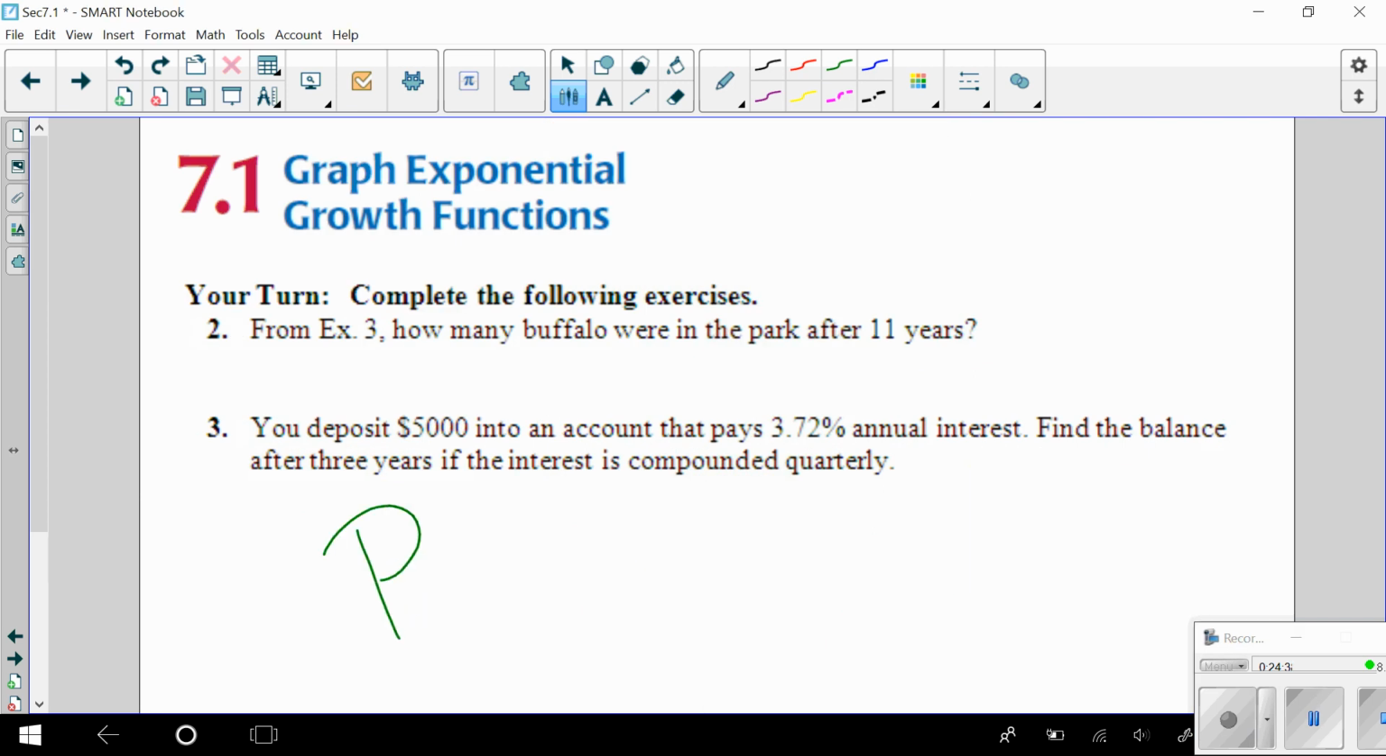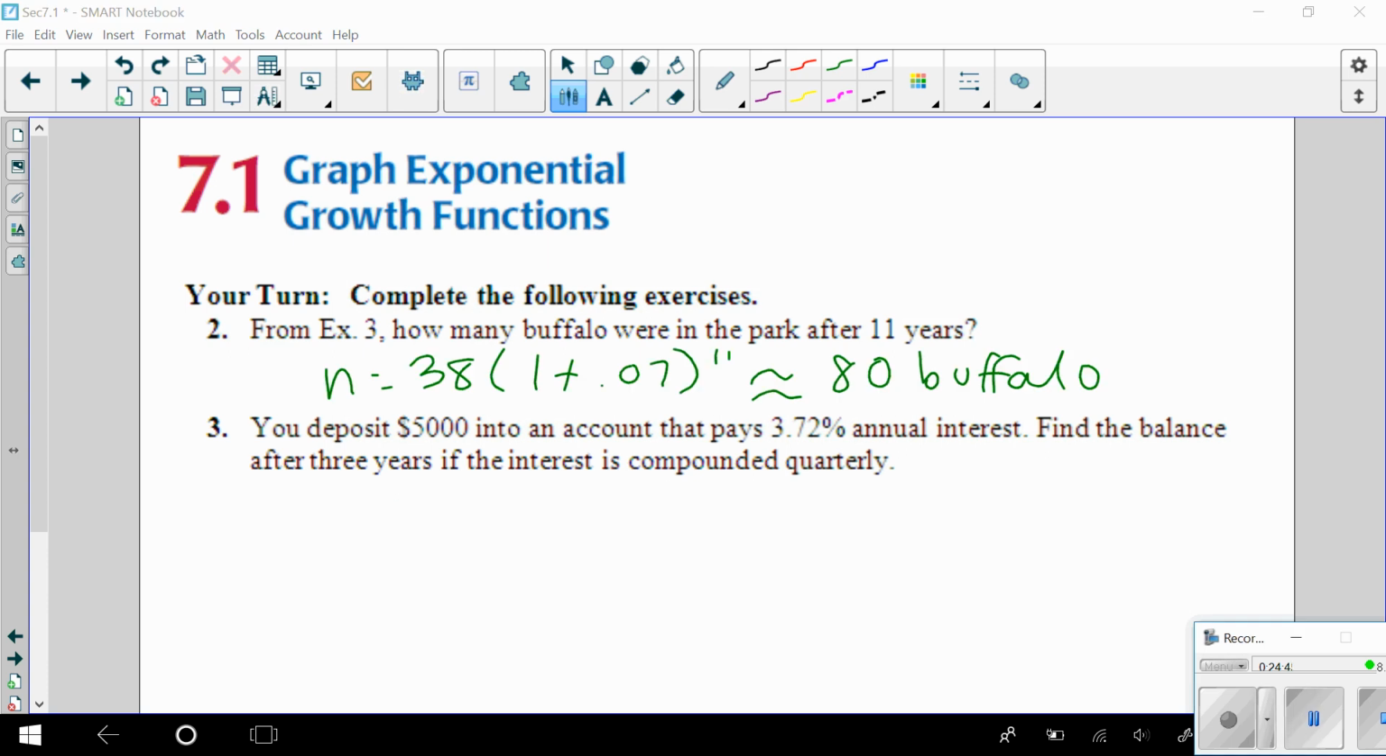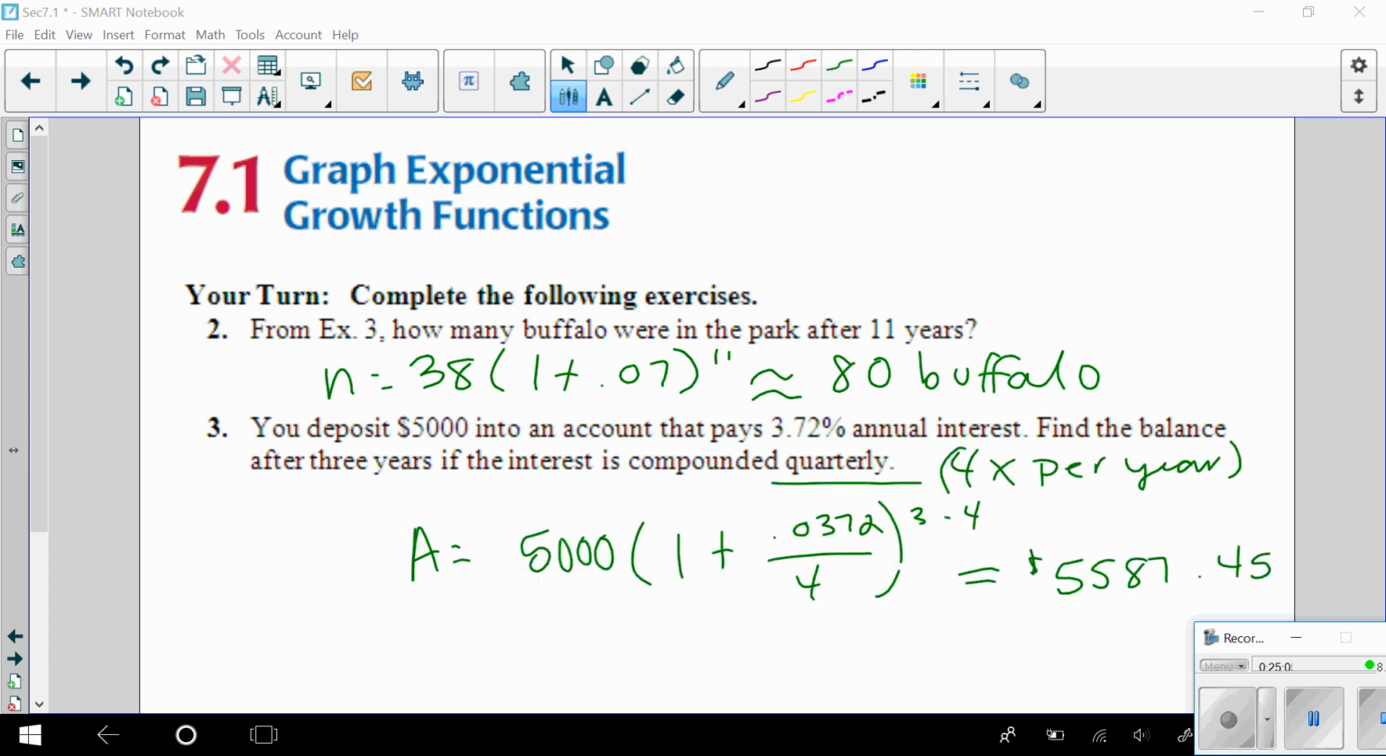So please pause the video and try these next two on your own, and you can unpause for the solution. So in this first example, we're going to use our formula. The quantity equals our initial amount, so 38 buffalo, times 1 plus our growth rate, which is 0.07, to the number of years as our power. So with that formula, we get about 80 buffalo after 11 years.